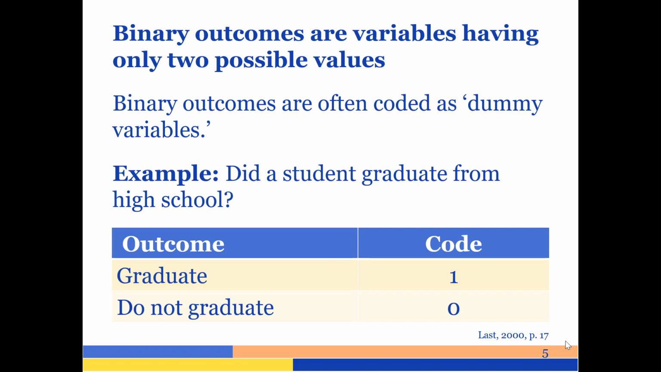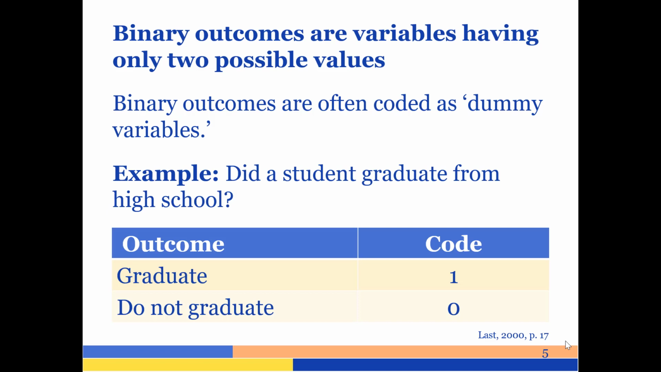Binary outcomes, on the other hand, can only have two possible values. Binary outcomes are coded as dummy variables. I believe that we've talked about this with labeling, treatment, and control. In the example here, if participants graduated, we would give them the code of 1, and if they did not graduate, we would give them the code of 0. We call it a dummy variable because the values 1 and 0 do not actually mean anything numerically, but it makes it easy to analyze using these coded values rather than the words graduated and did not graduate.